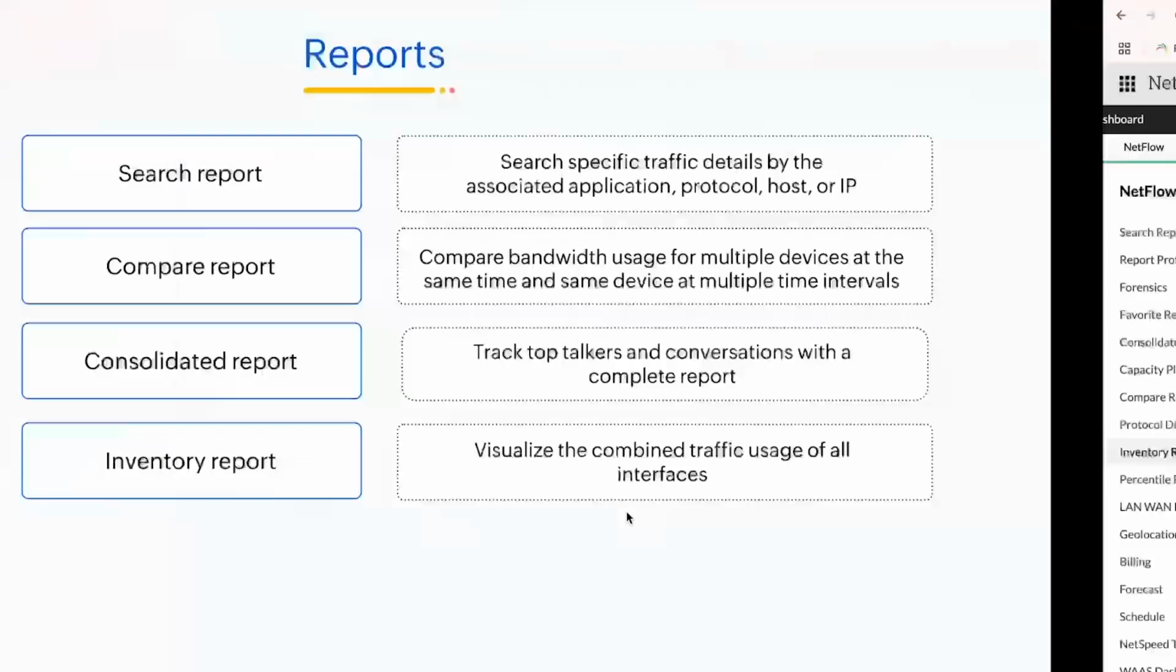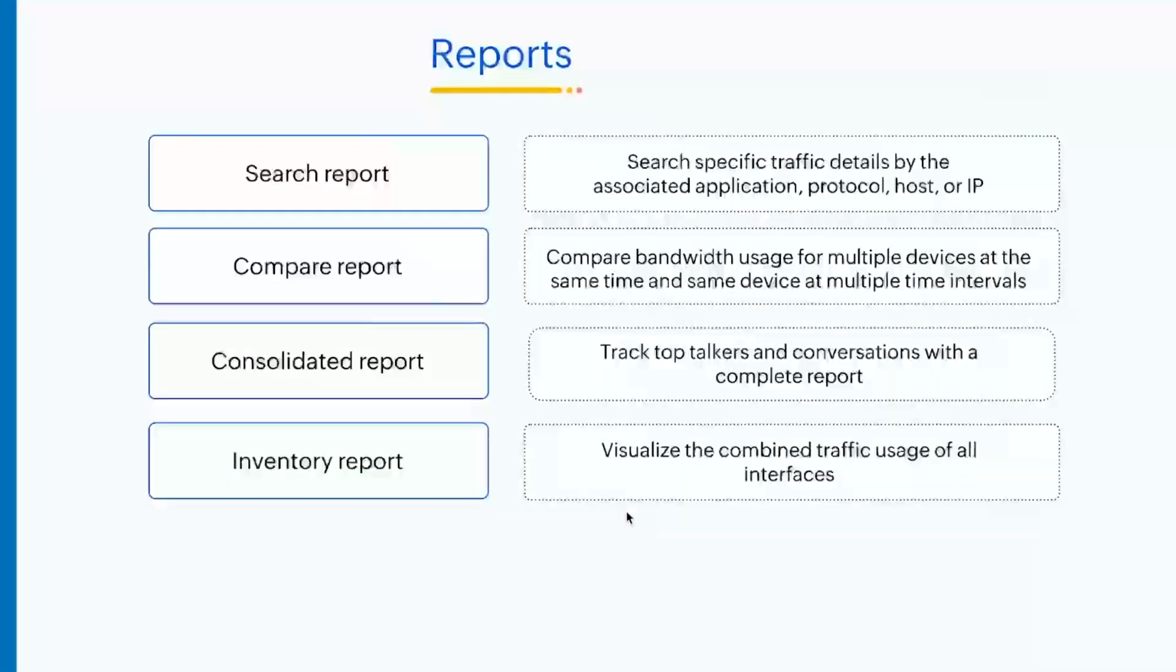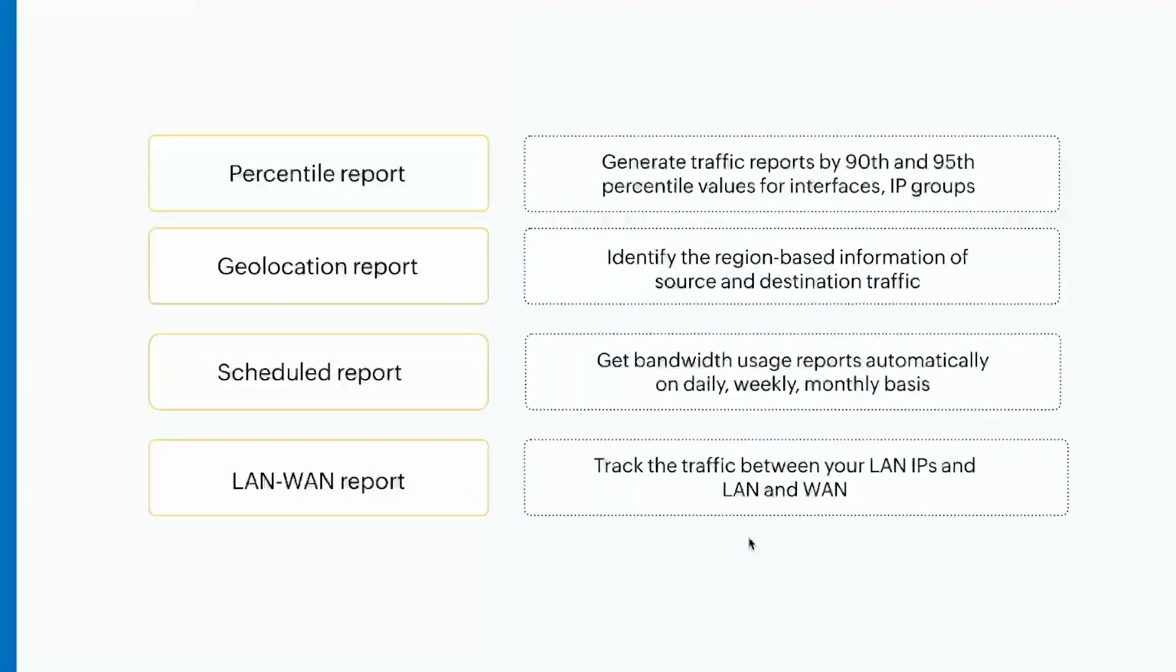Let's get back to our presentation. The next set of important reports are percentile report. Percentile report gives you the traffic data by volume, speed, and utilization for percentile for the selected sources. Next one is geolocation report. This will let you know the source and destination IP addresses based on geolocation and the traffic consumption.